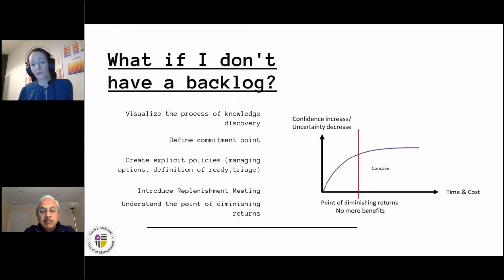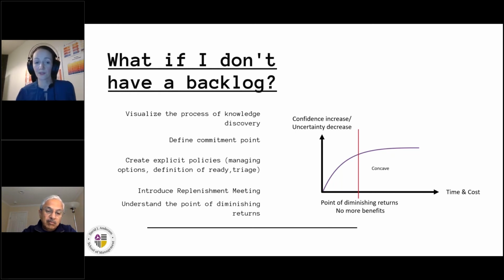And what if you don't have a backlog? What if you don't work with a backlog right now? You still can have an upstream system, of course. So how to start? Visualize the process of knowledge discovery, because this is the same for upstream and downstream. This is still the knowledge discovery process. Define the commitment point. Defining the commitment point helps you to determine the moment when you need to know what you want to deliver. This is this final decision. Yes, this is something we need you to do for us.